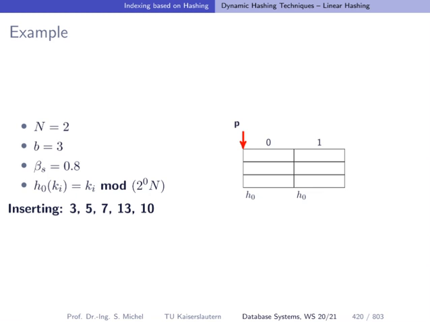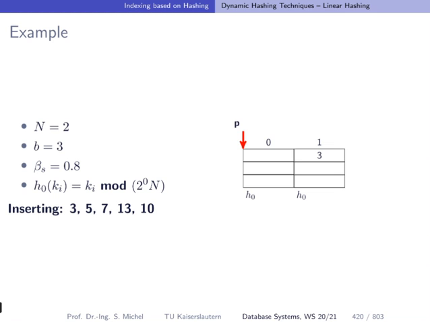So let's walk through an example with concrete numbers. So here we have initially 2 buckets. We have the capacity of these buckets to be 3 records, and the threshold that indicates the split according to the allocation factor is 0.8. The hash function 0, the beginning one, is obviously k modulo 2 to the 0. 2 to the 0 is 1, so it's basically modulo n. So we have 2 buckets, we have 3, 5, 7, 13 and 10 to be inserted. We can just do that.